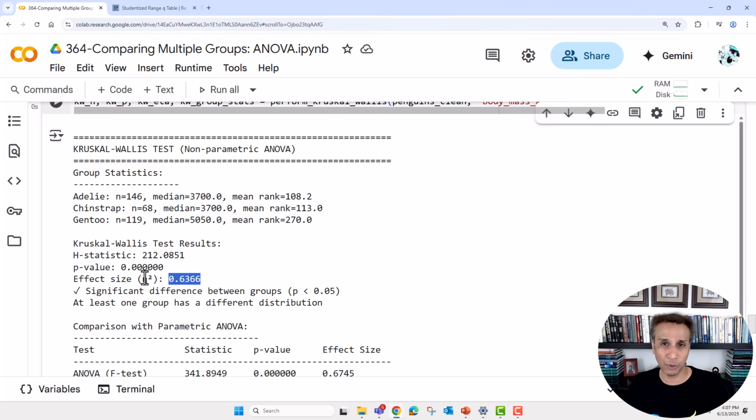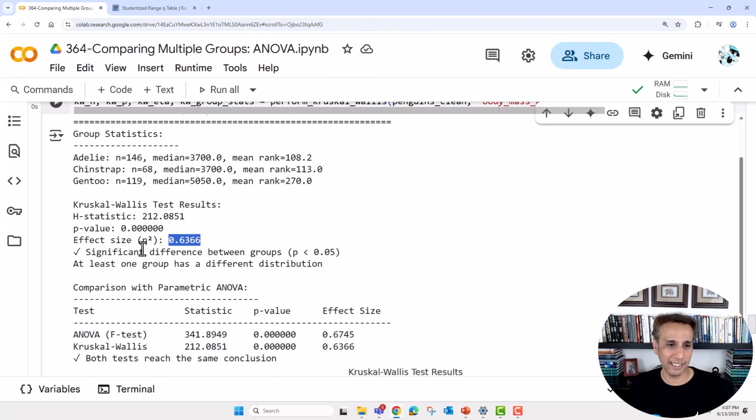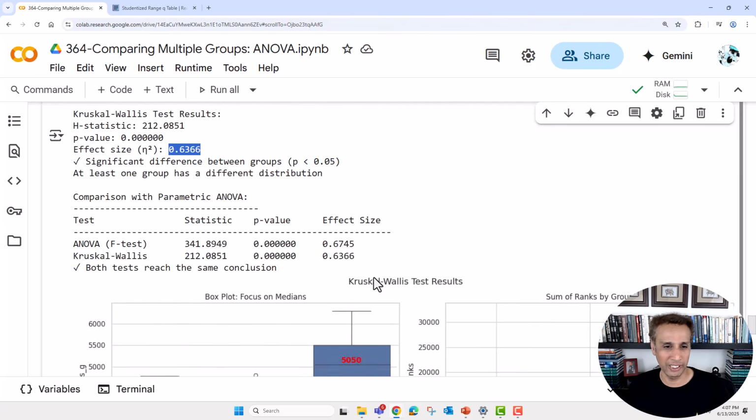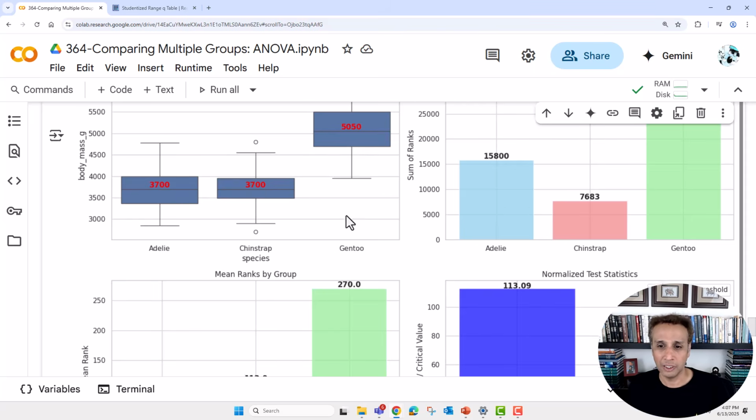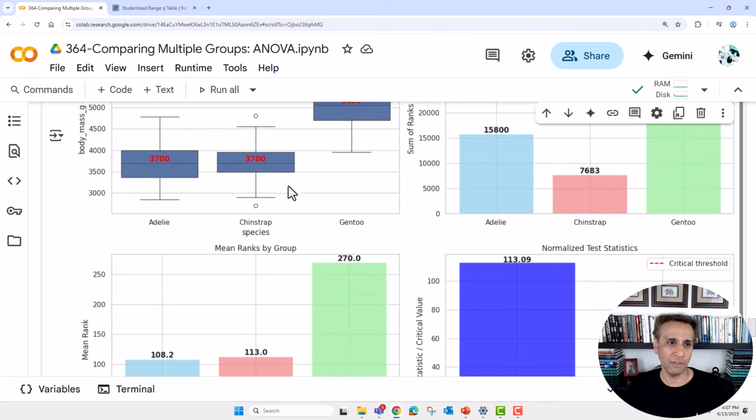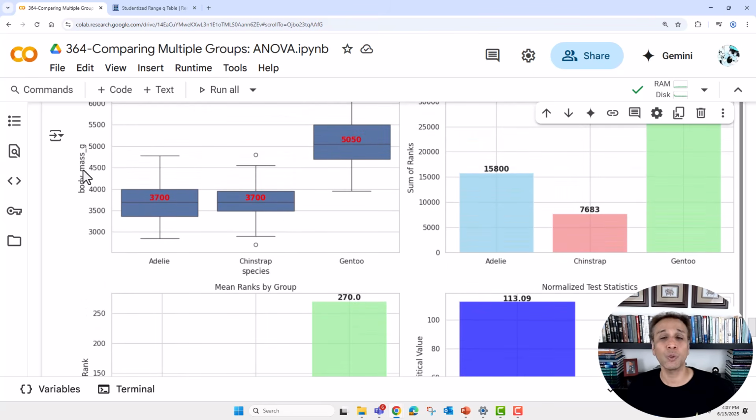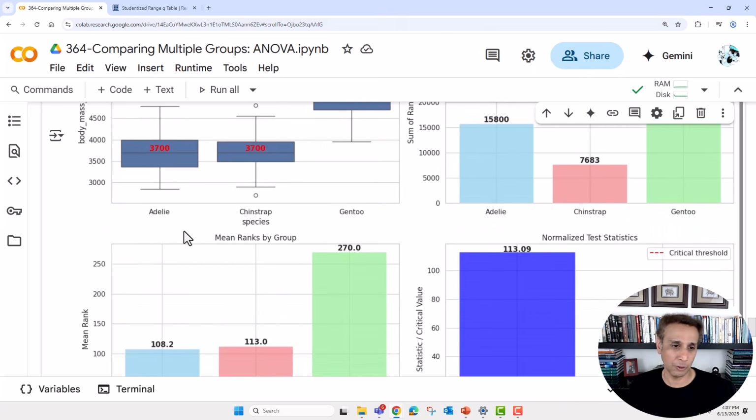Again, I mentioned eta squared in our PowerPoint presentation, so we can say there's a significant difference between the groups. We know that there's a significant difference between them, and here are the values. We got identical 3700 here, so these two are not different at all, and this one is different. So I don't know if you can say these are different. Oh, this is just body mass. Of course, you have to look at other metrics also.